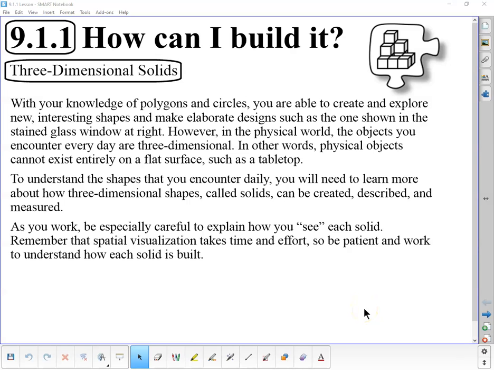Okay, so today we're going to be looking at three-dimensional solids. With your knowledge of polygons and circles, you're able to create and explore new interesting shapes that make elaborate designs, such as the one shown in a stained glass window.